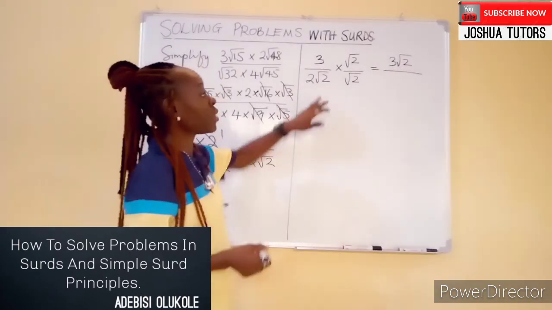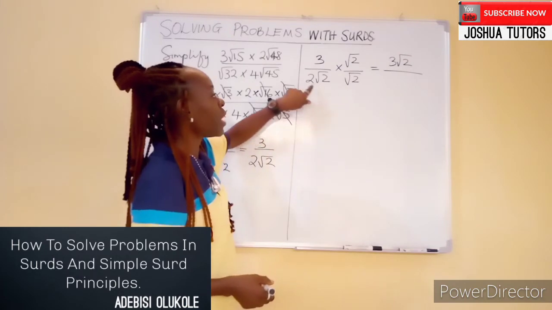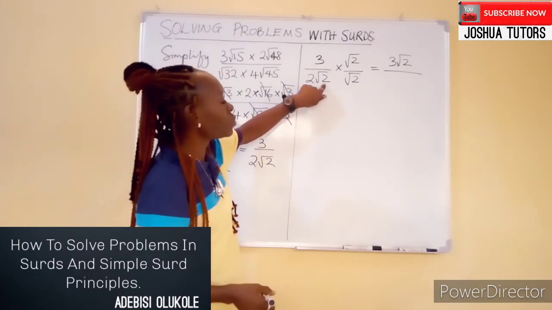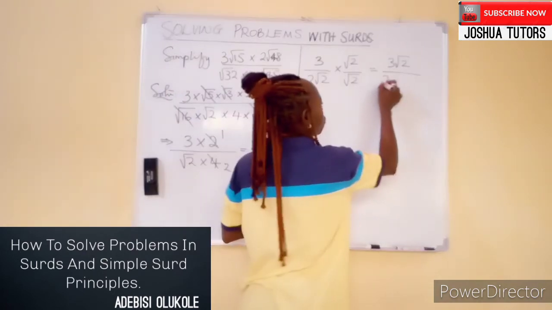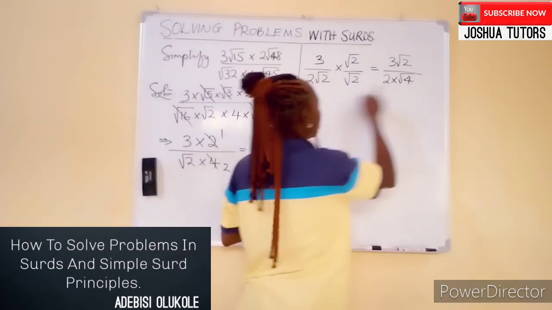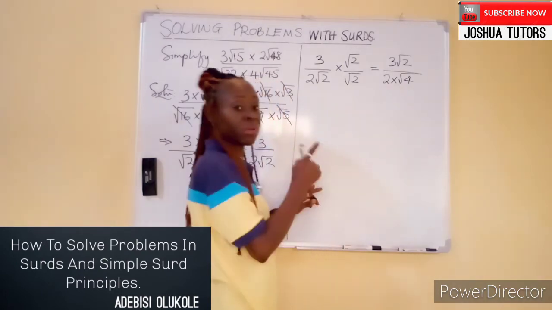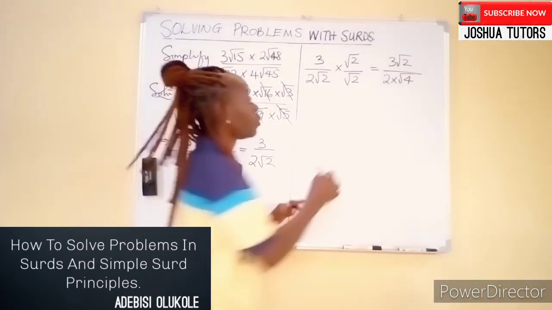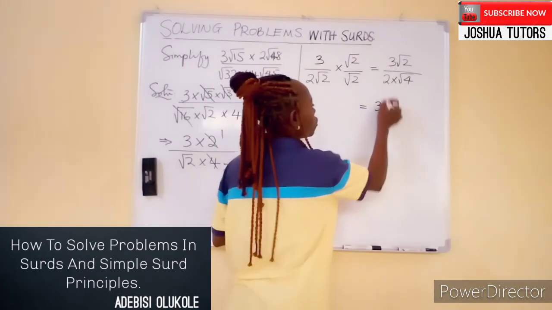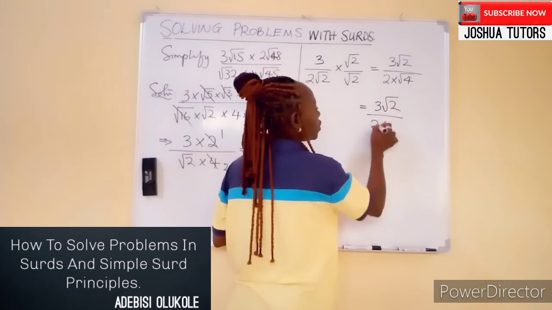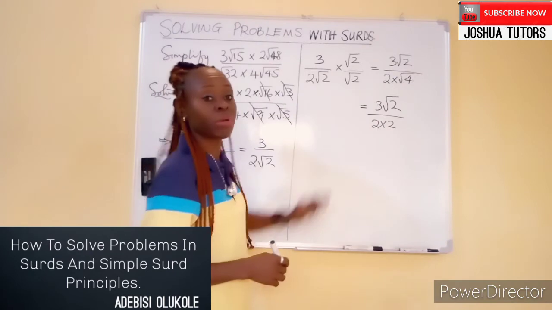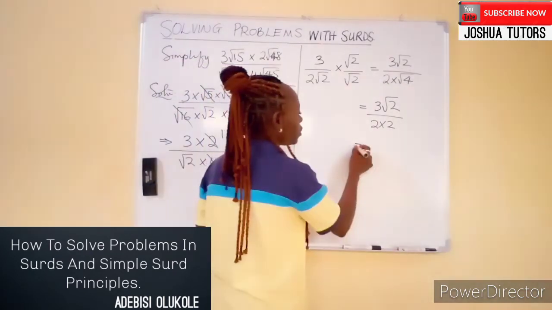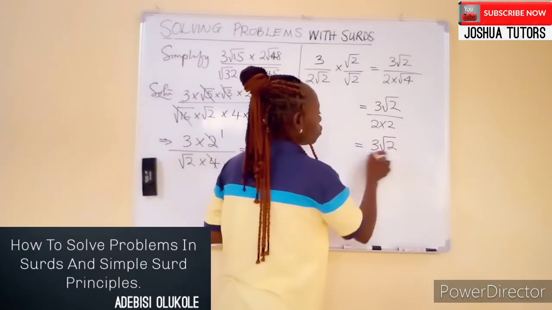The idea is to rationalize the denominator. So I have 2 times surd 2 times surd 2. Let me show you a typical way of what you're looking at. You have 2 times surd 4. Actually, surd 2 times surd 2 is surd 4. Remember, 4 is a perfect square. So we're left with what? 3 surd 2 over 2 times square root of 4 is 2. You can see that it has become a rational denominator. So we have this is equal to 3 surd 2 over 4.